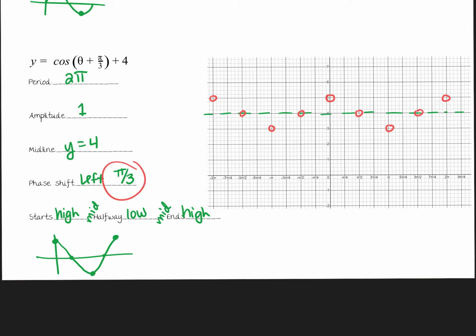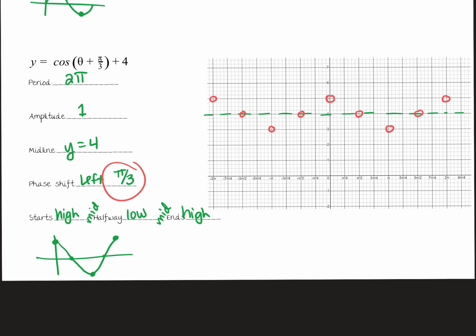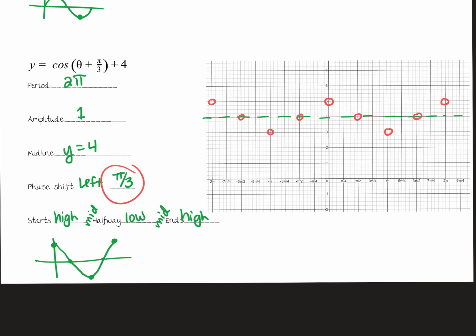Now this would be my cosine graph without any phase shift, but I have a phase shift that goes left pi over 3. Okay, pi over 3 is not marked on this graph. However, we know that pi over 3 is going to be somewhere between pi over 4 and pi over 2. So this is 45 degrees, this is 90 degrees, and we want 60 degrees. So it's going to be a little bit closer to pi over 4 than it will be to pi over 2.